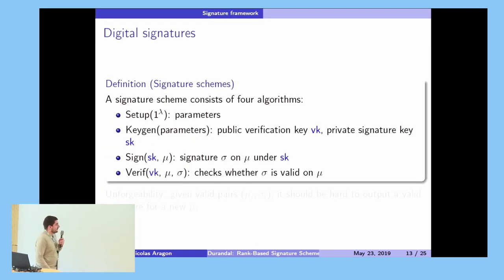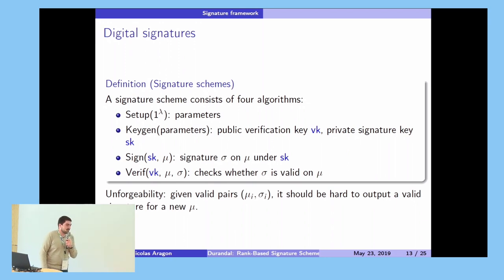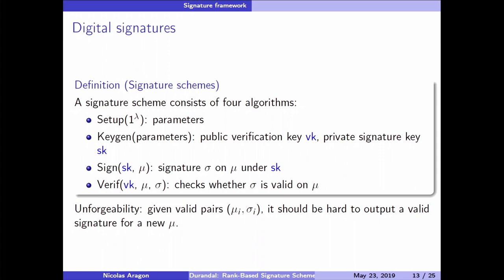All right, so now I'm going to recall quickly what is a signature scheme. It consists of four algorithms: the setup one that gives the parameters, the key gen that gives the public key and the secret key. You can sign a message mu under a secret key sk, and you can verify the signature sigma to check whether it is valid or not on mu. And the security we are targeting is formally EUF-CMA, so if an adversary obtains valid signatures over some messages, it should be hard for him to output a valid signature on a fresh message mu, so a mu that was not requested during the first phase.